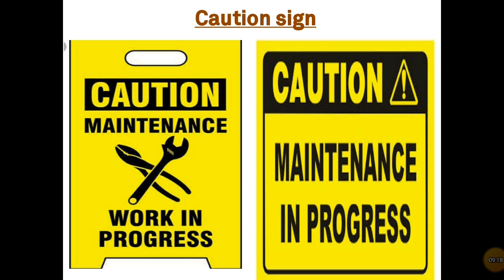Now on our next slide, we have some cautions. Some caution signs in the laboratory or wherever maintenance is being carried out. You can see the first diagram there, caution maintenance, and some tools were drawn, work in progress. Then on the second one, you can see another style of sign that you can have when maintenance is being carried out in the laboratory. You can put it as a caution at the front door so that people can know that there is maintenance going on in this place.